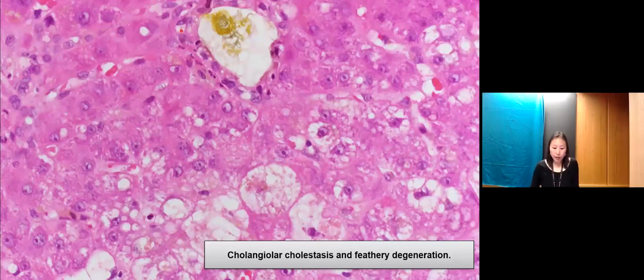I also want to point out this bile duct here, which is a little bit dilated and ectatic, but it also has an inspissated bile plug within it. That's a form we will refer to as cholangiolar cholestasis, which in certain cases can also bring up its own differential.